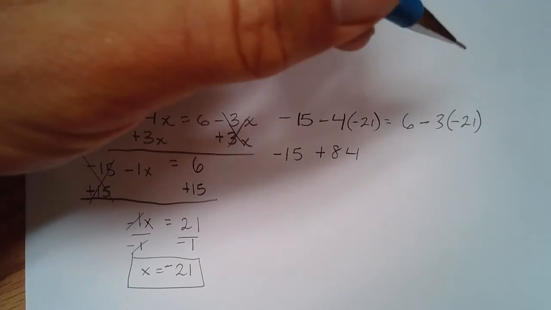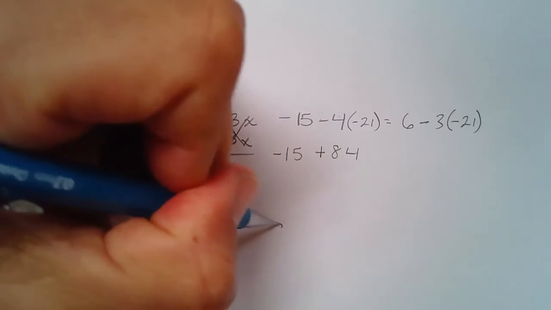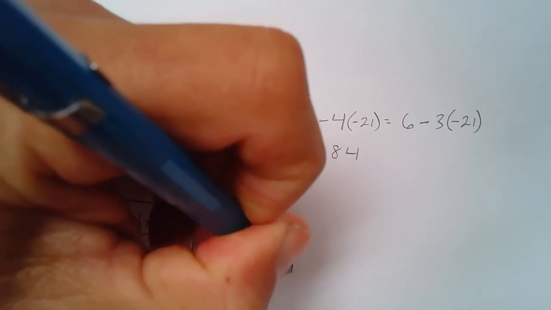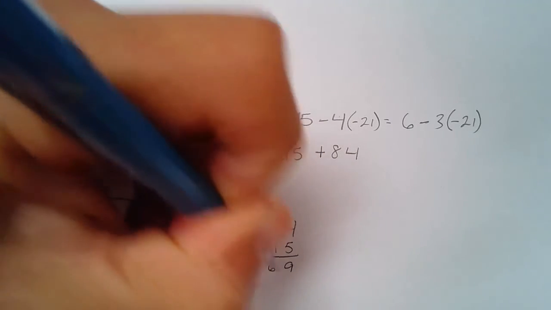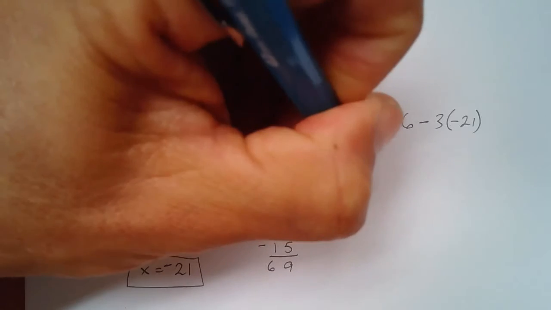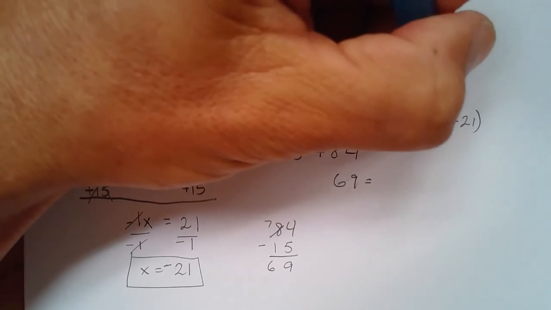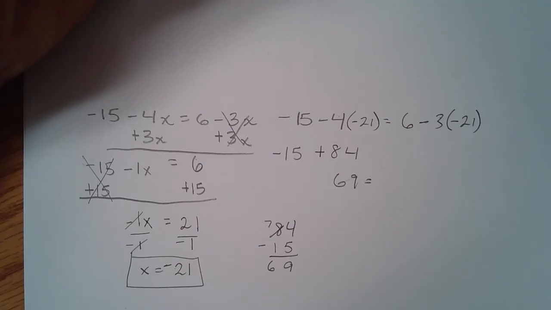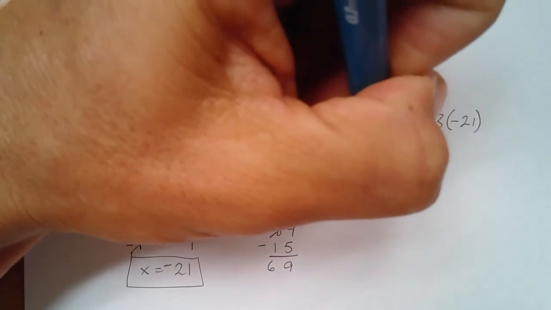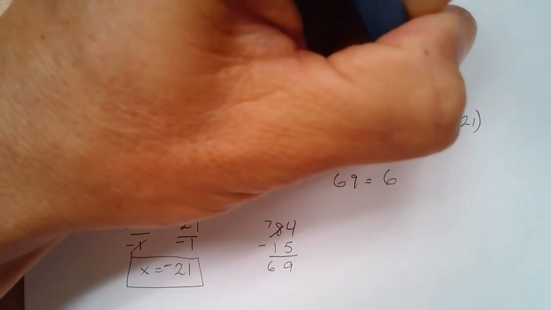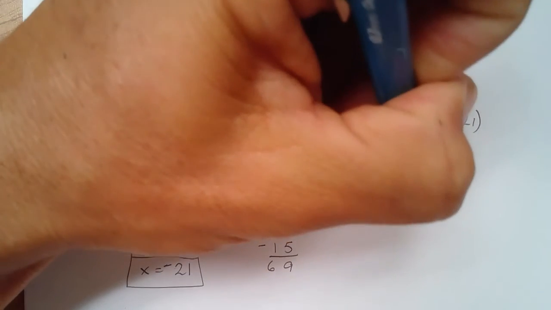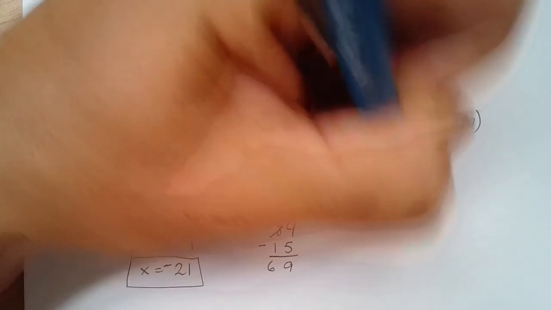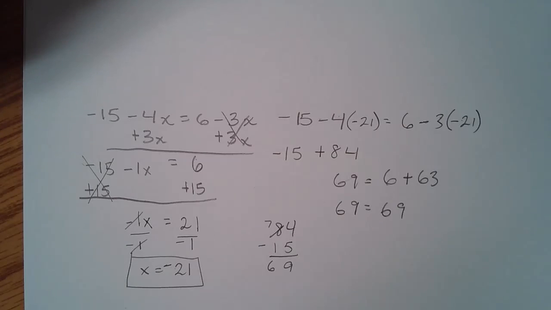Negative 15 plus 84. Let's see. I have to do this. I'm unable to do it in my head right now, unfortunately. That's 9. That's 7. Okay. So we have that. And then 3 times 21, that's 63. So here we have 6, and negative times negative is positive, plus 63, and we get the same number on both sides. So there you go.